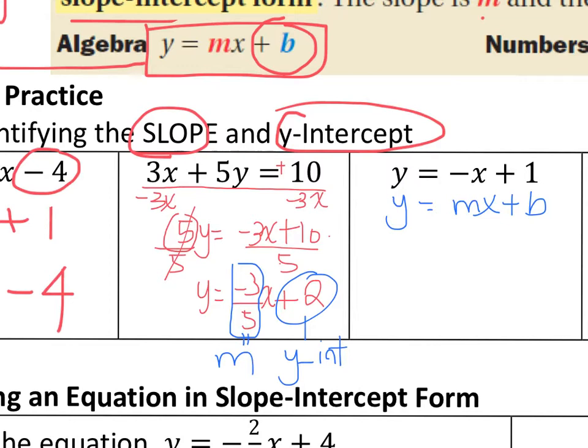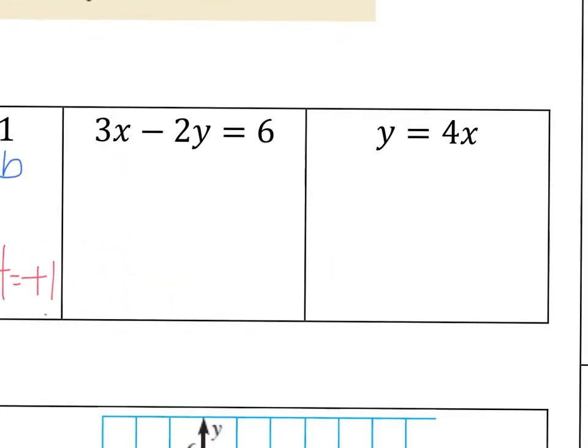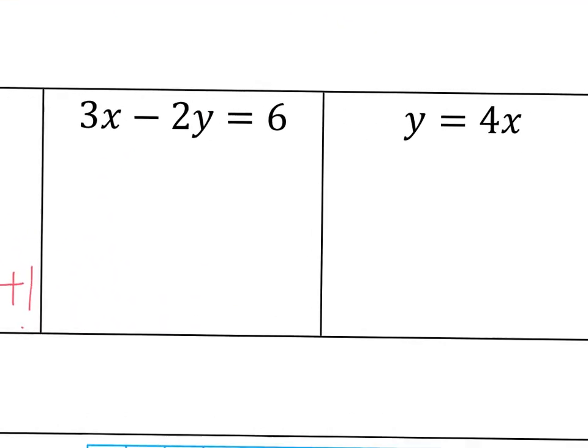So we know that the coefficient of x is negative 1, so m, negative 1, is your slope, and your b, or your y-intercept, is positive 1. Okay? So you can write m equals negative 1, b equals positive 1, or you can write y-intercept equals positive 1. Up to you. Let's take a look at two more problems.